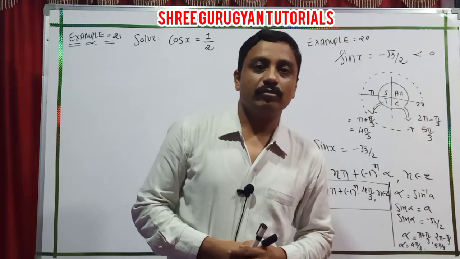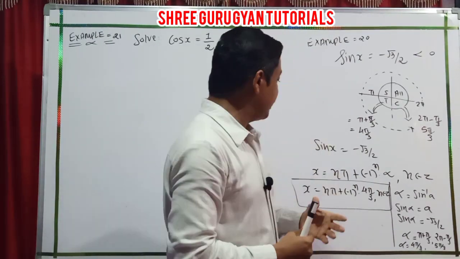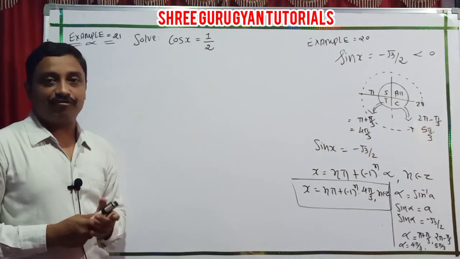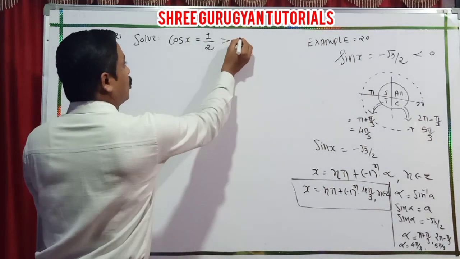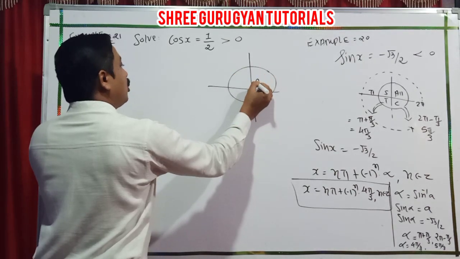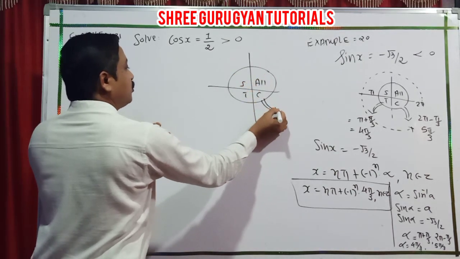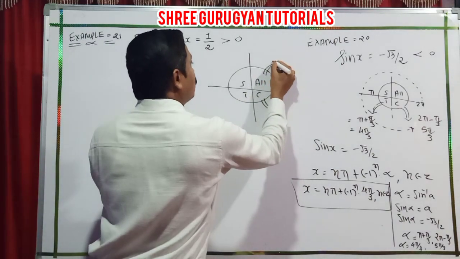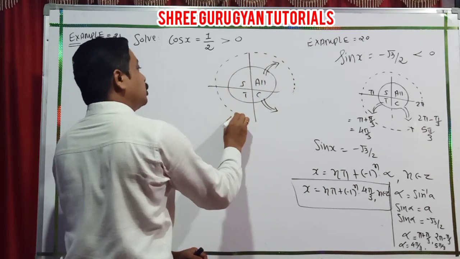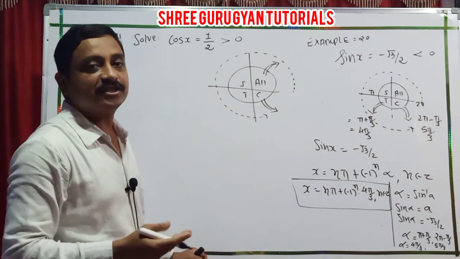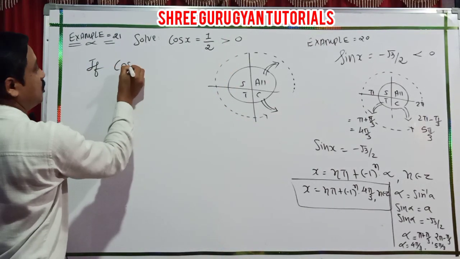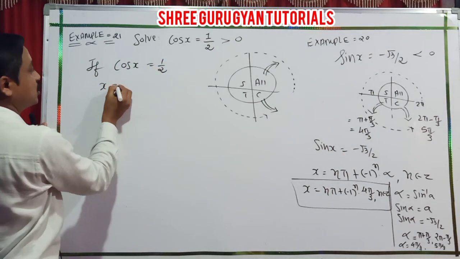Our example number 21. Now students, after ending these questions, I am going to one more numerical. Example 21: cos x equals half. Here also I explain the same way. Cos is half, which means positive. When cos is positive, according to the ASTC rule, cos is positive in the fourth quadrant and the first quadrant. If I rotate anti-clockwise, the answer is covered in the first or fourth quadrant, and this way I get the solutions.